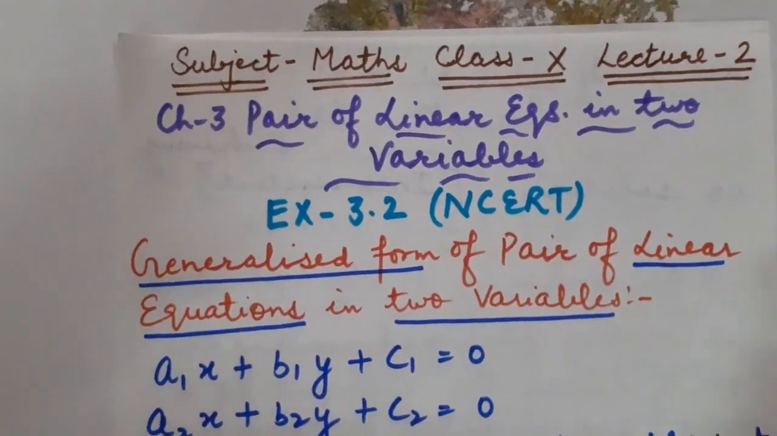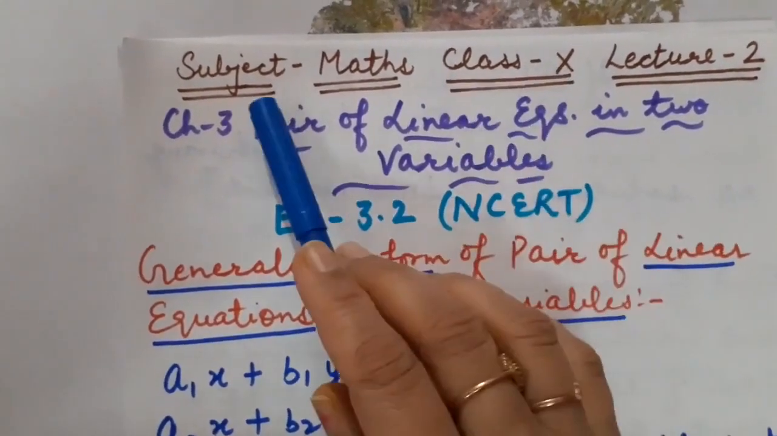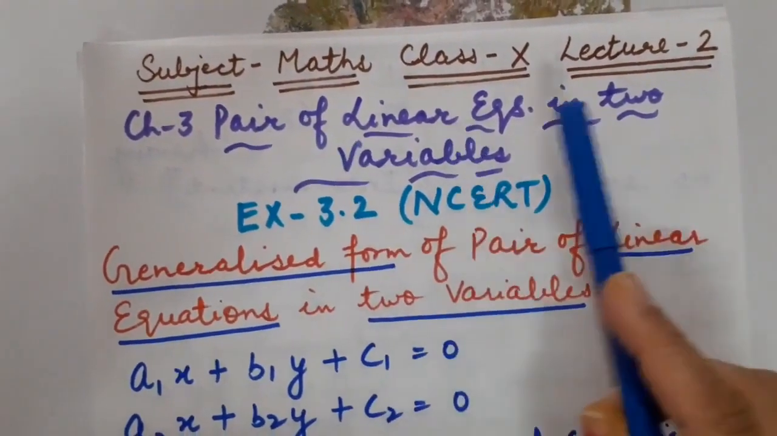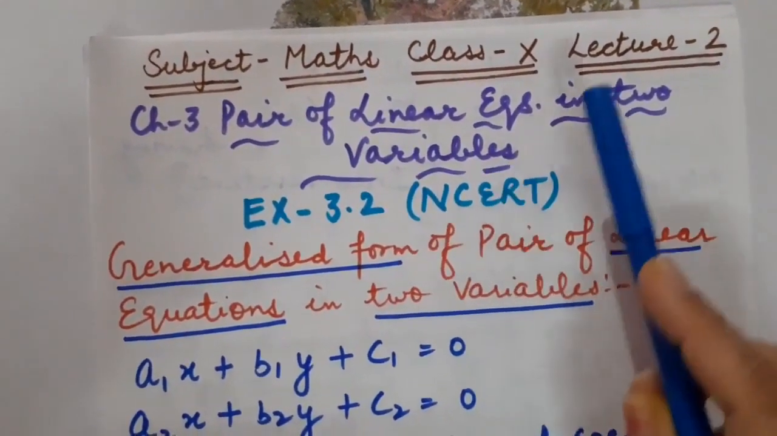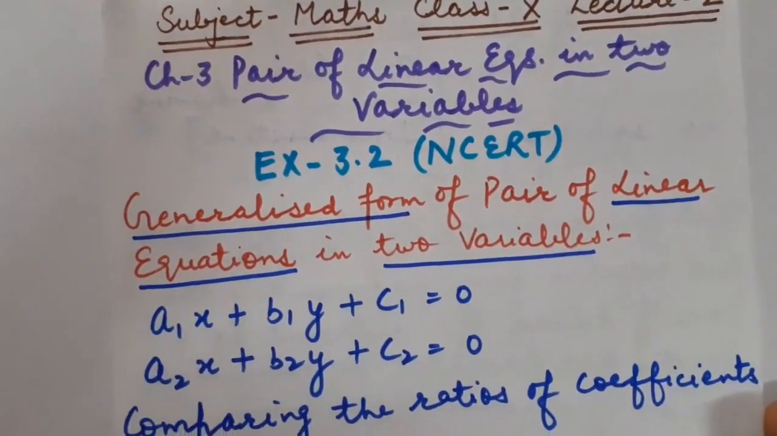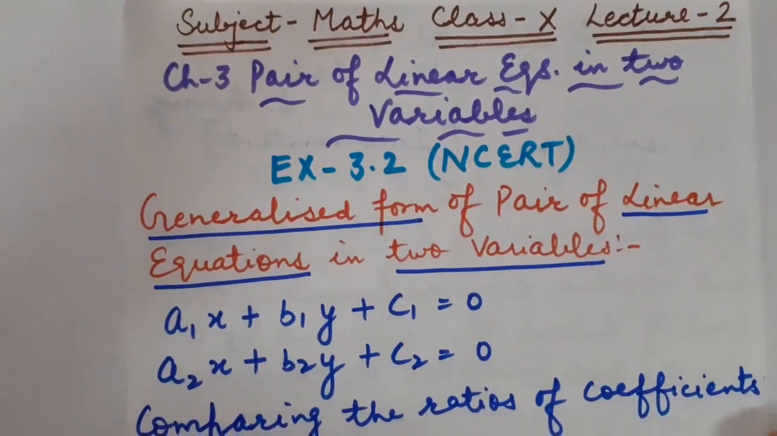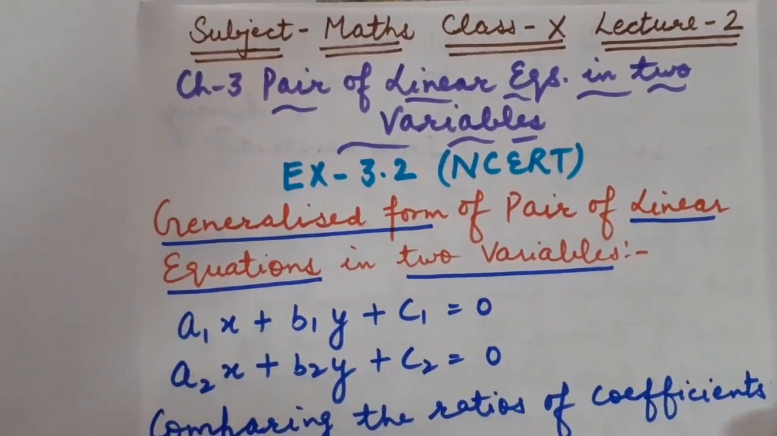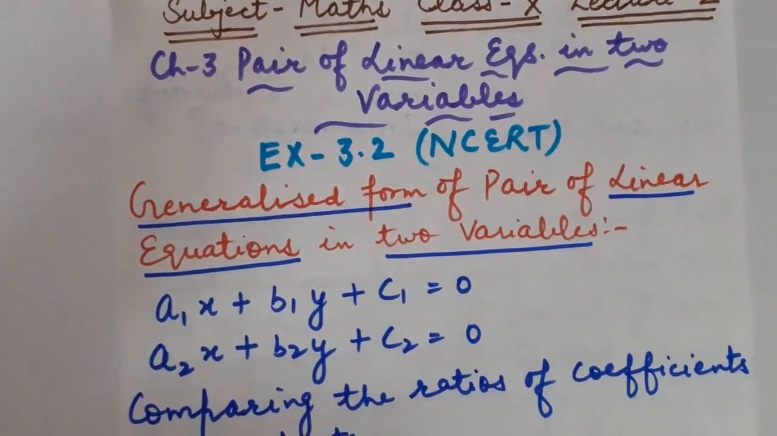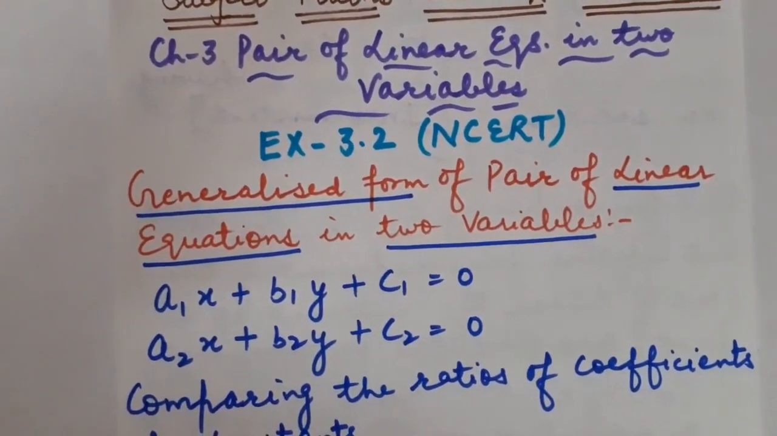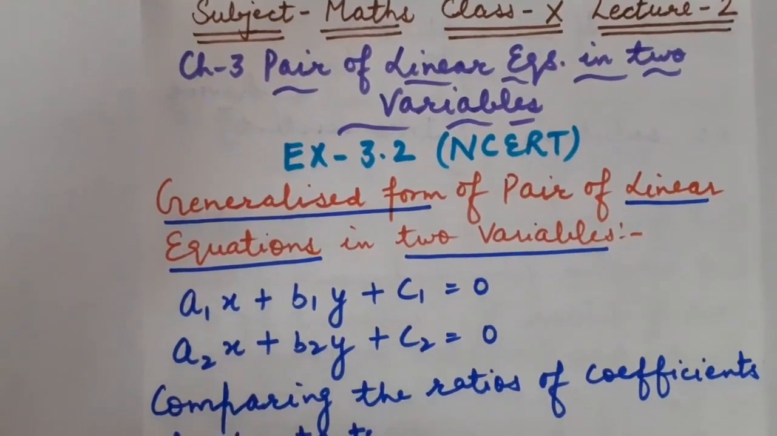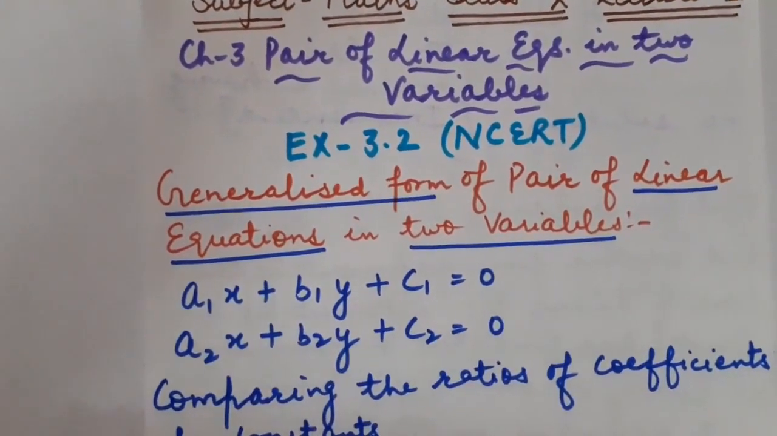Good morning, children. This is class 10th, subject mathematics, chapter number 3, pair of linear equations in two variables, lecture number 2. In my previous lecture, children, I made you understand how to represent a pair of linear equations in two variables. There is one more kind of representation of the pair of linear equations in two variables. Before we switch to that, let us recall the previous concept once.